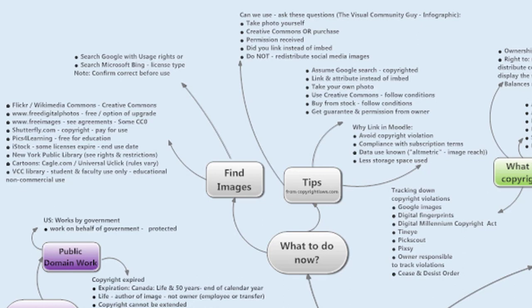You should link and attribute instead of embedding. That's the preferred way to do it. Take your own photo again. Use Creative Commons and follow the conditions. Buy from stock, but again, follow the conditions. Get a guarantee and permission from the owner. The guarantee and permission is you're guaranteeing that they are in fact the owner, and then get the rights to use it and how to use it.